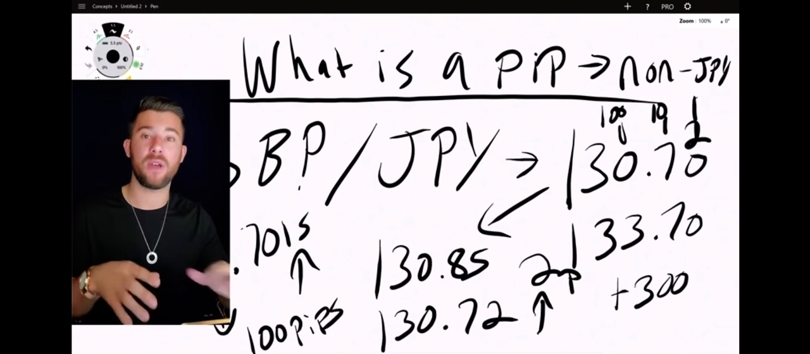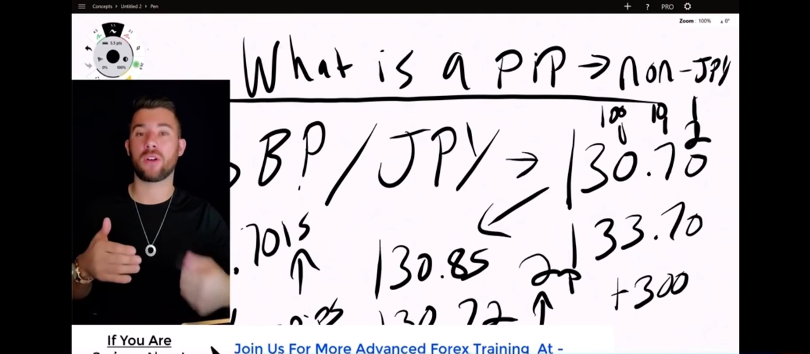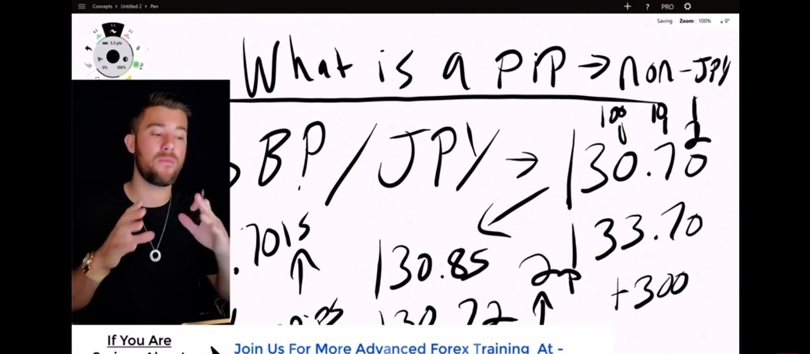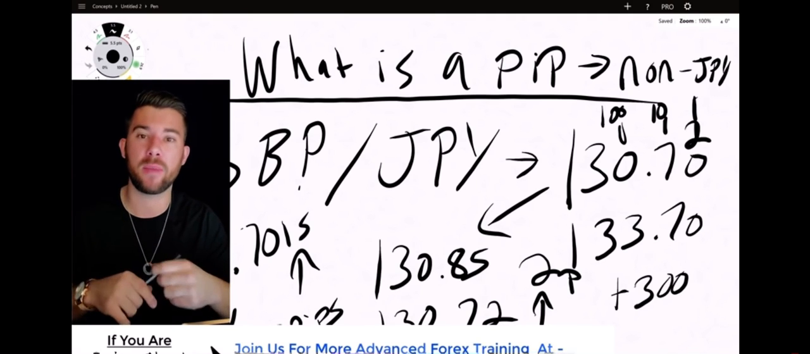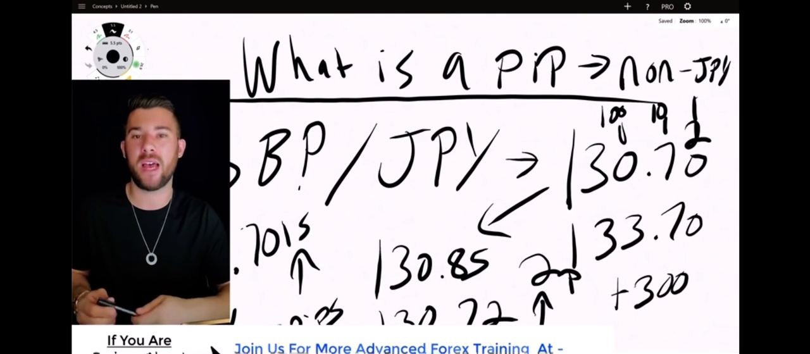So I hope that now you have a really good grasp of what a pip actually means and how to calculate a currency's value against another one. This is a very important foundational step to beginning your foreign currency trading career. So it's definitely necessary to have in the arsenal.